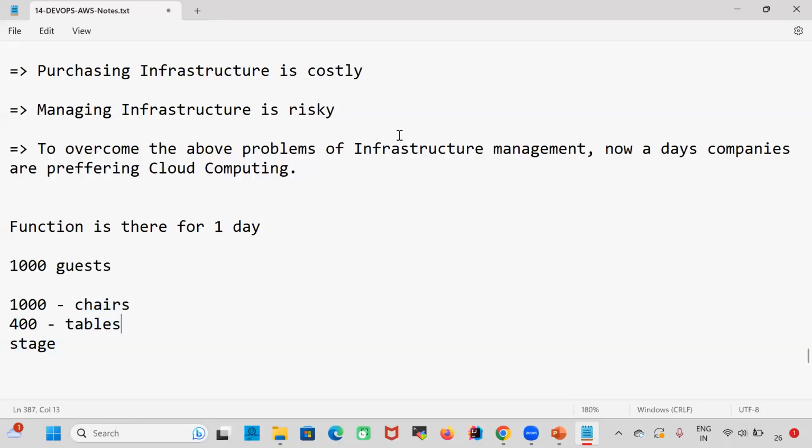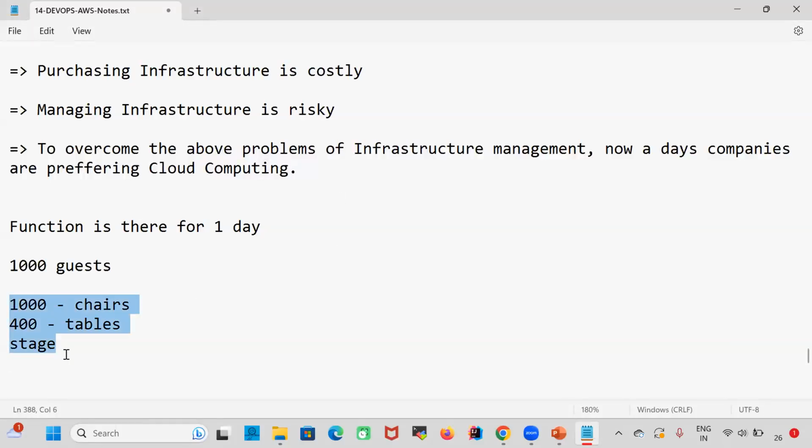I want everyone to respond in the chat box. Are you going to purchase these chairs and tables or will you take it for rent? Why will you take it for rent? Because we no need to deal with that. We will be busy in the function celebrations.